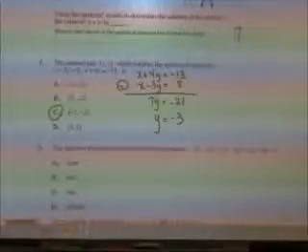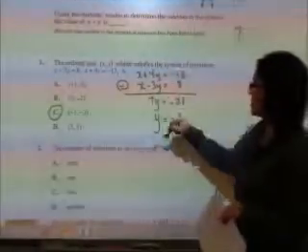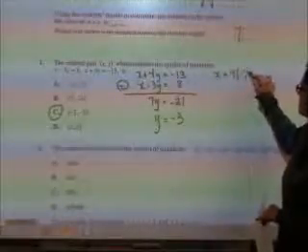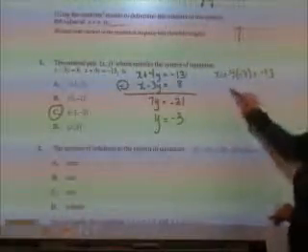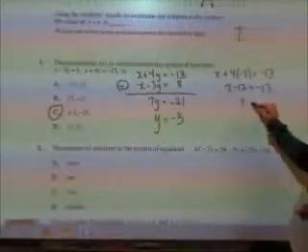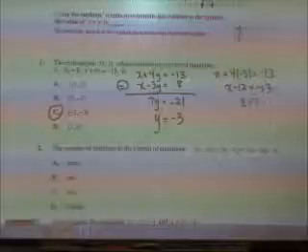I could check it by substituting the -3 back in. And I get x minus 12 equals -13. Add 12 to each side, and I get -1.